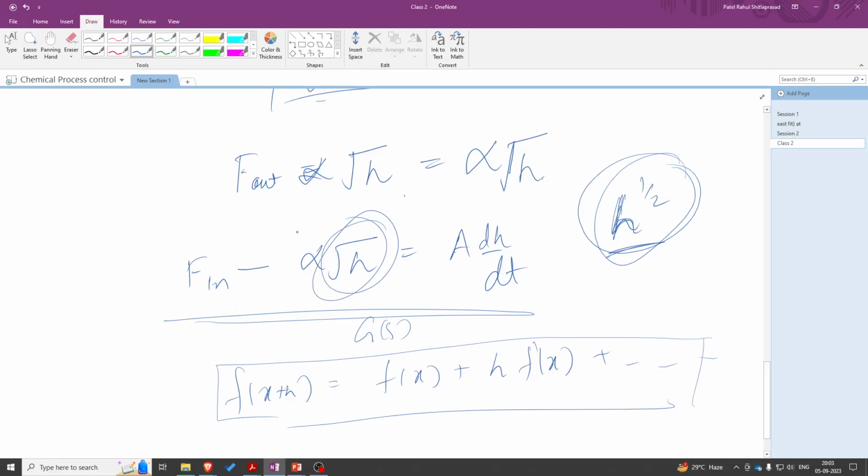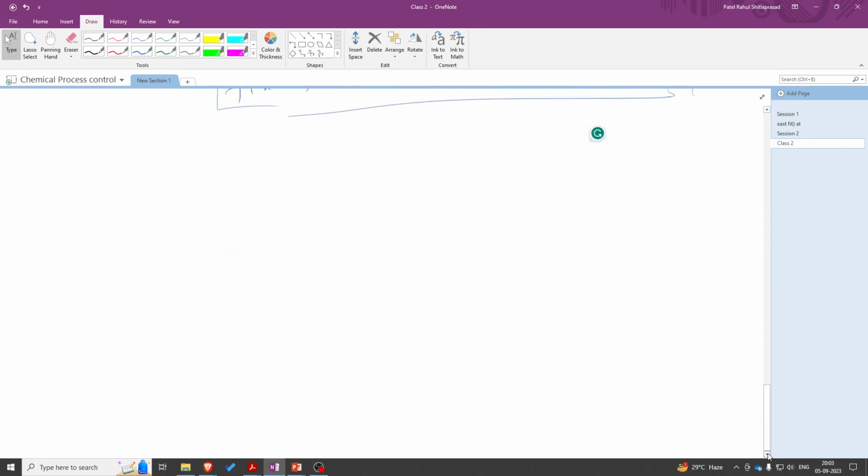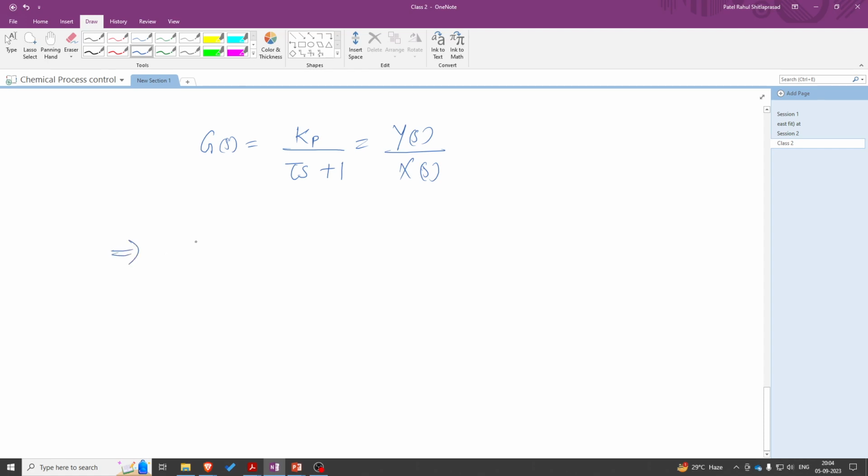Now we will cover the response to the step input for a first order system. So we know that the transfer function model of a first order system is Kp upon tau s plus 1. That is basically the transfer function model. We can also write it as y of s upon x of s. So this is my output equation for any given input.